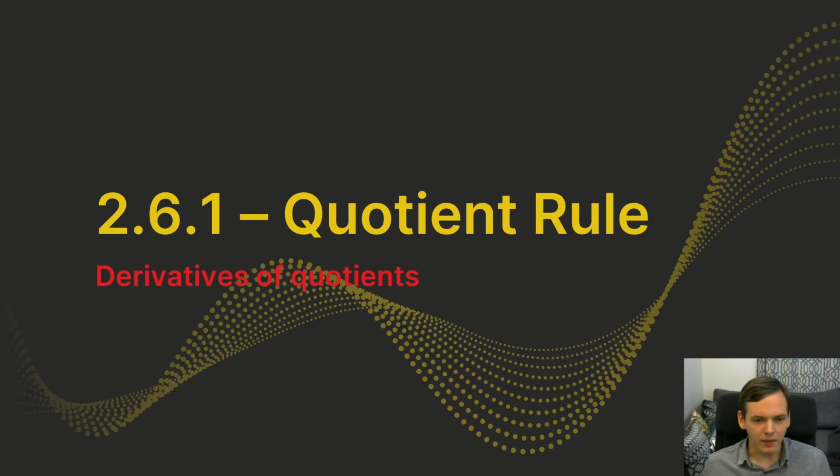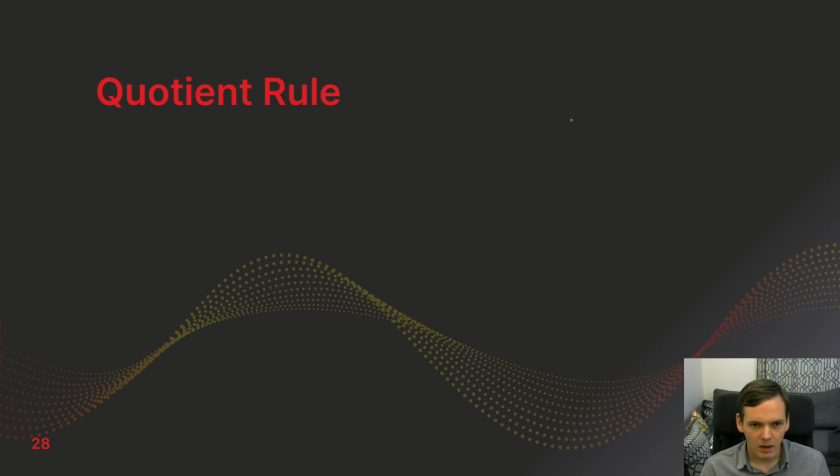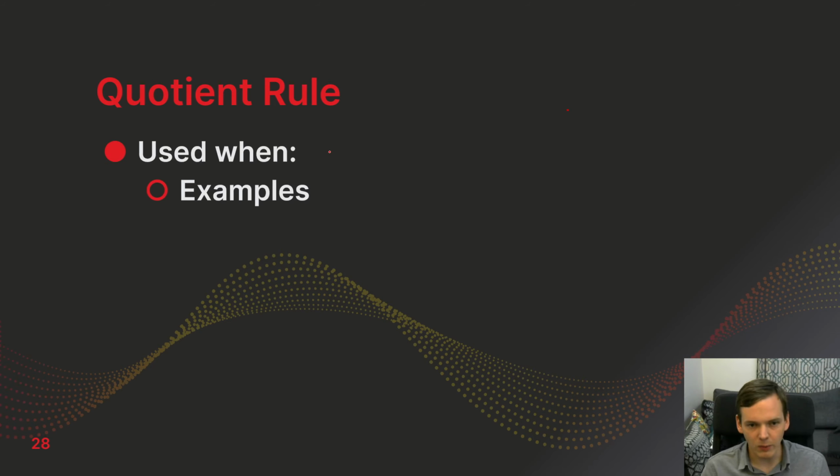Now we're going to look at the quotient rule, which, similar to the product rule, allows us to calculate a more complicated derivative here. So the quotient rule is something that we're going to use when we have a function of the form h of x is equal to f of x divided by g of x. So when there's a quotient involved.